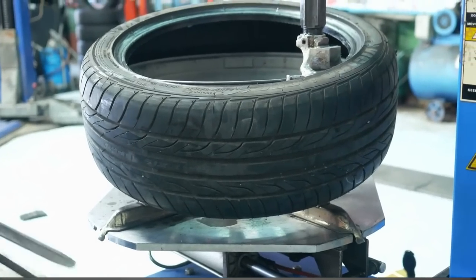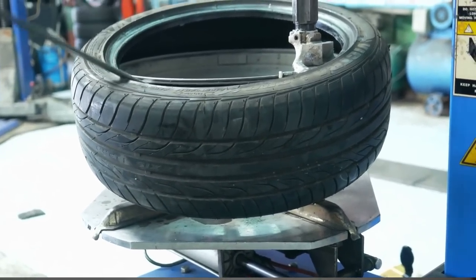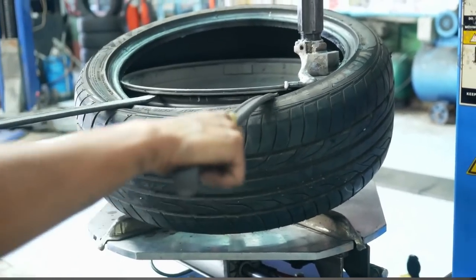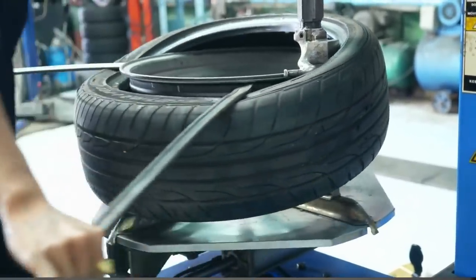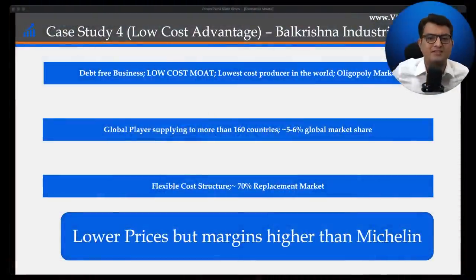Now let's come to the next company, which is called Balkrishna Industries. Balkrishna Industries is into tire manufacturing, but unlike other tire manufacturers, they make specialized, customized tires, which are very difficult to replicate. That is where they have a strong competitive advantage. Plus, they are one of the lowest cost producers across the world, not just India. Let me show you some amazing facts about this company.